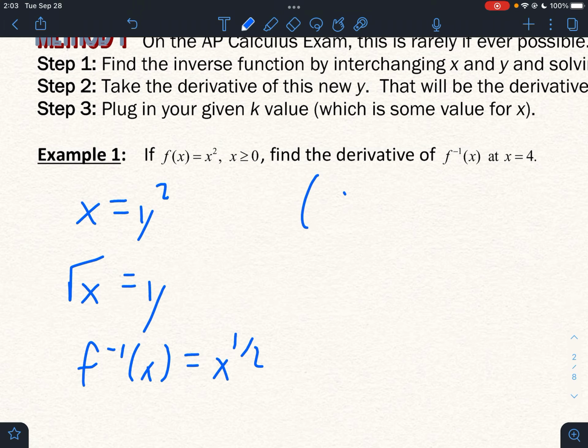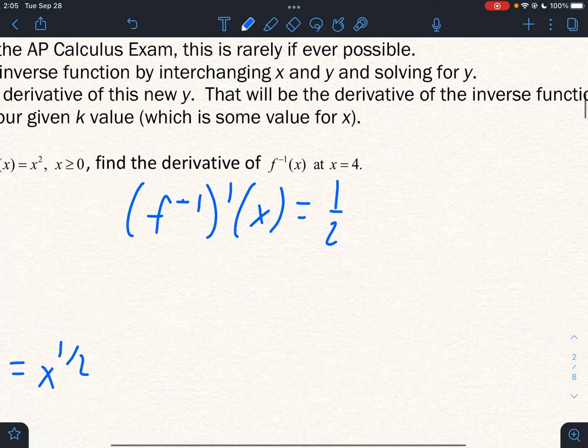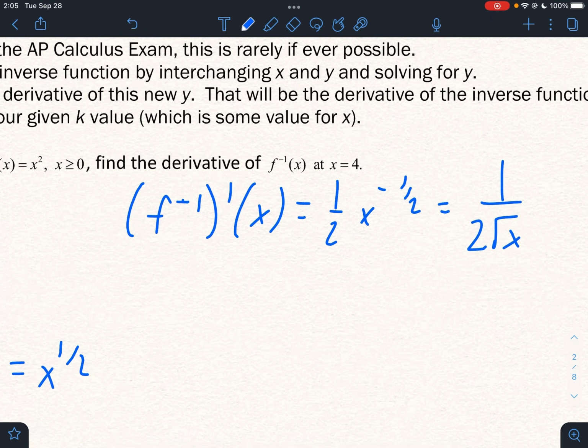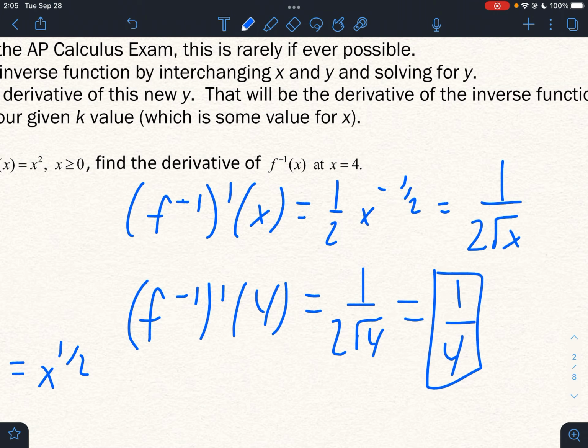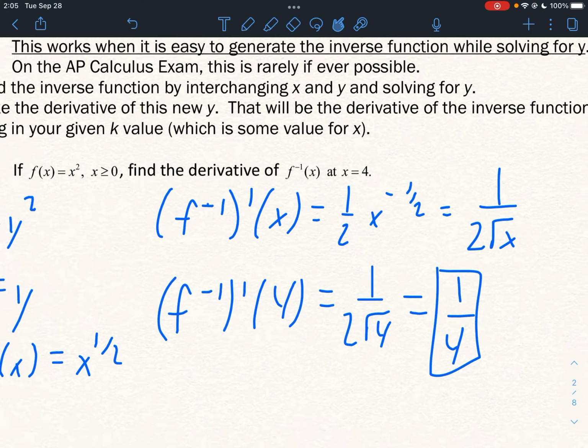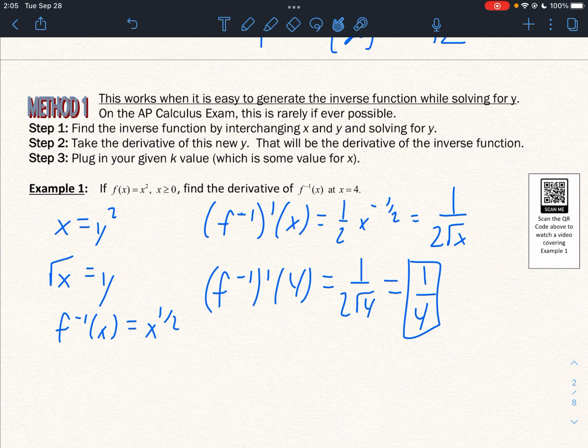Now if I want to find the derivative, that would just be 1/2 x to the negative 1/2, or 1 over 2 root x. And if I want the value of the derivative at 4, then I simply put 4 into that equation. That would be 1/2 times 2, or 1/4. Again, that's usually not something we see in calculus. It's usually a little bit more difficult than that.